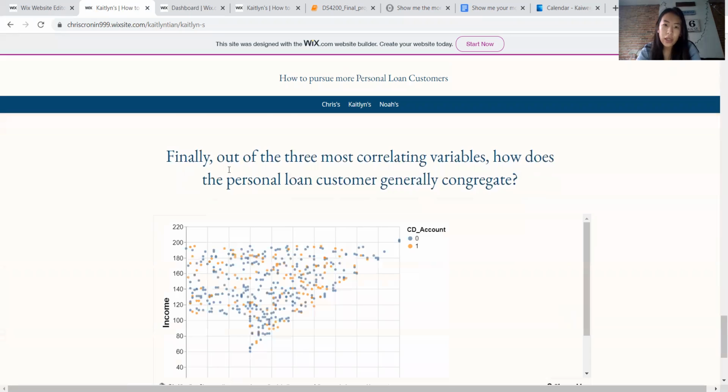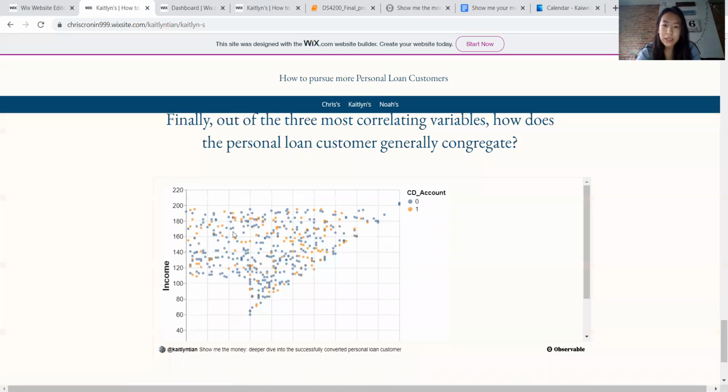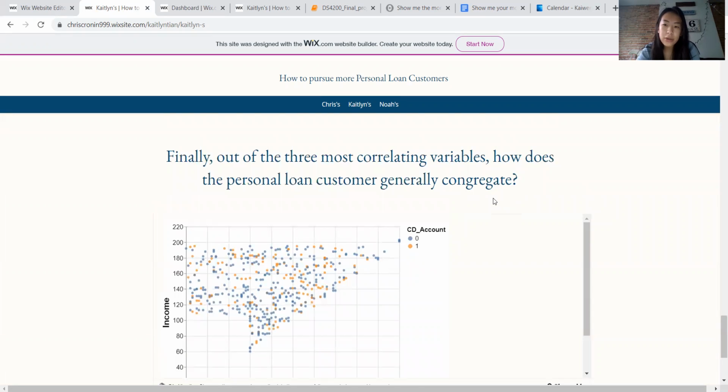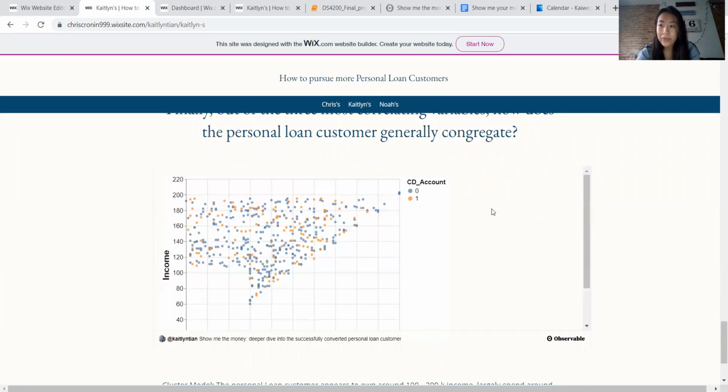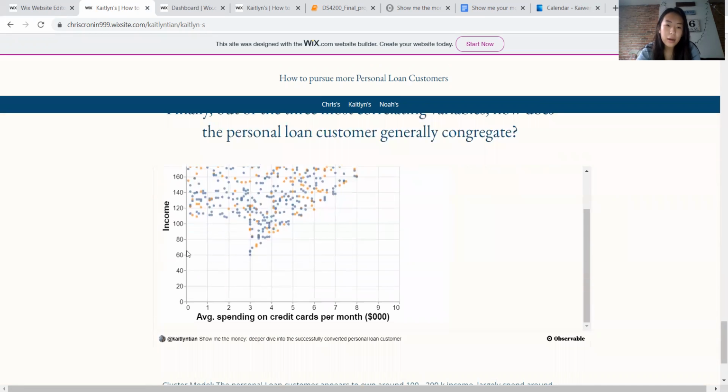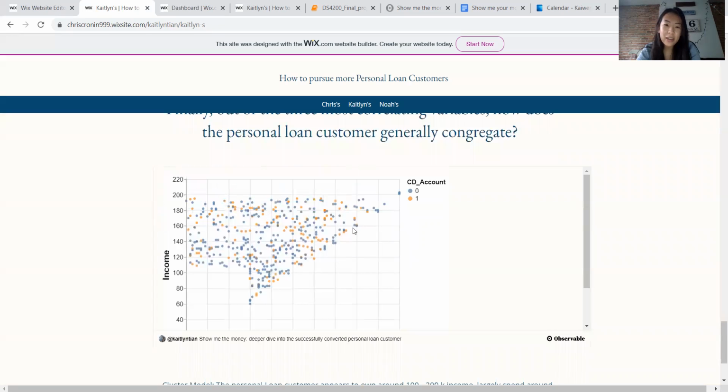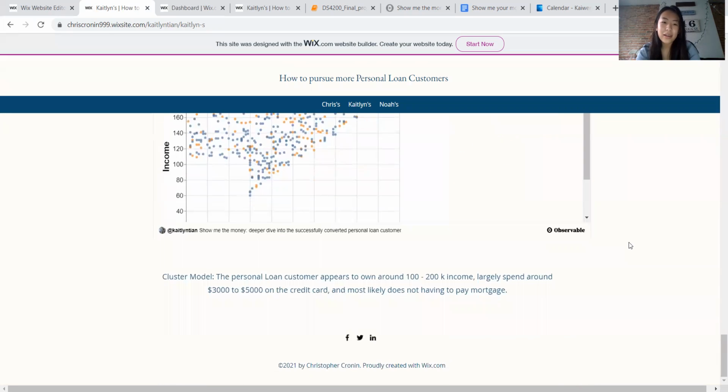And for the third, I just want to show them with a cluster model and see how personal loan customers generally congregate with more quantifiable metrics. You can see they are mostly making 110 to 190,000, and they are spending around $3 to $8 thousand per month. And you can see there's more blue over here, so they generally do not have a certificate of deposit. And that will be the end of my demo.